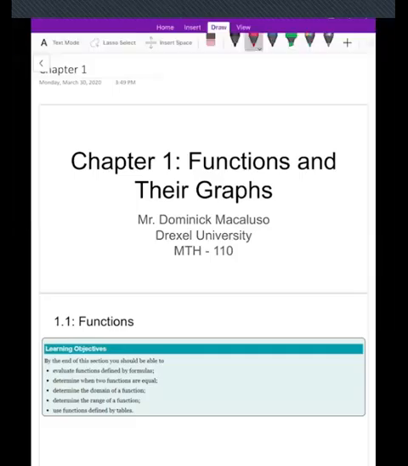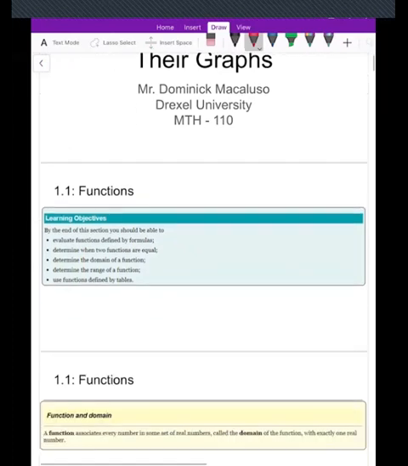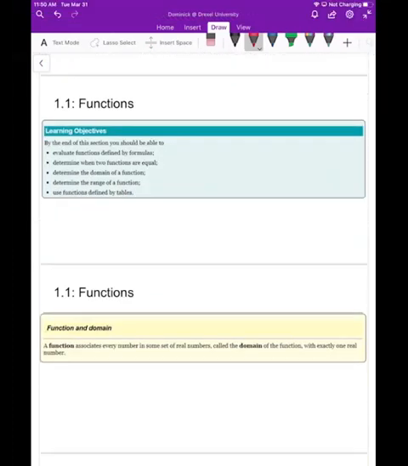Okay, guys, welcome. Today, we're going to introduce our first chapter where we're going to talk about functions and graphs. And specifically today, we're going to talk about functions specifically.